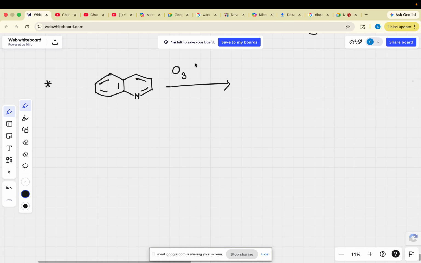Okay, so here you have O3 in presence of H2O2. Tell me what will happen. So first of all, tell me which ring is more electron rich. Benzene ring or pyridine ring? Which ring is more electron rich?